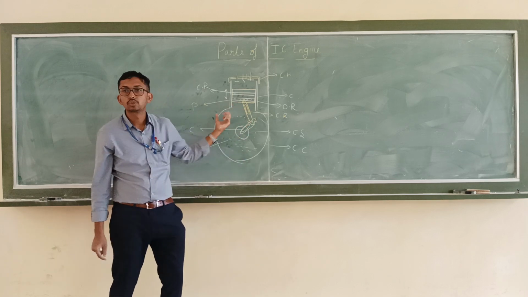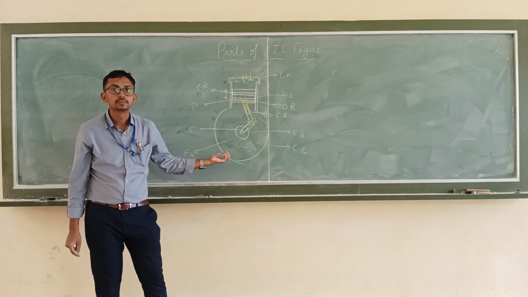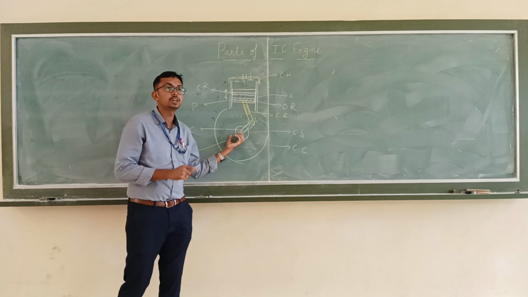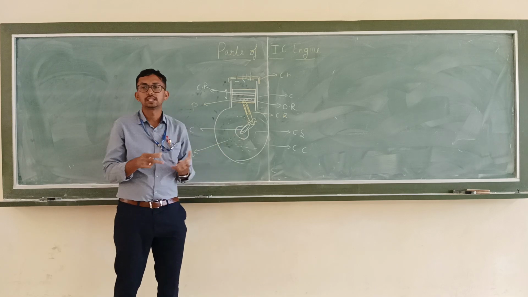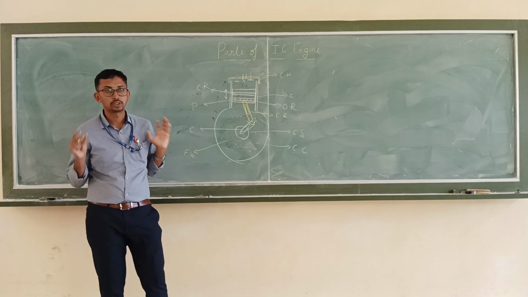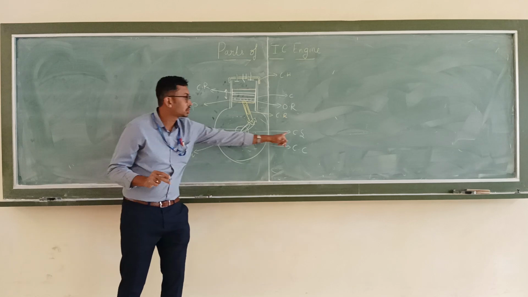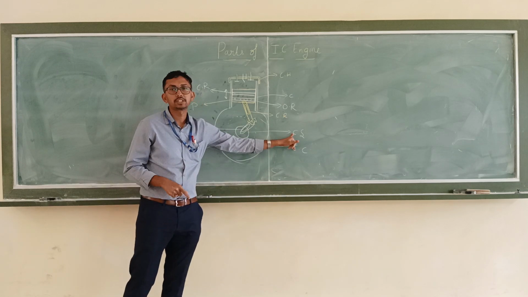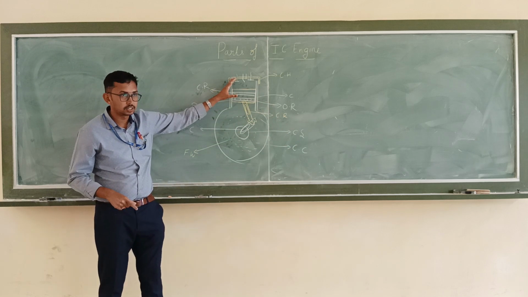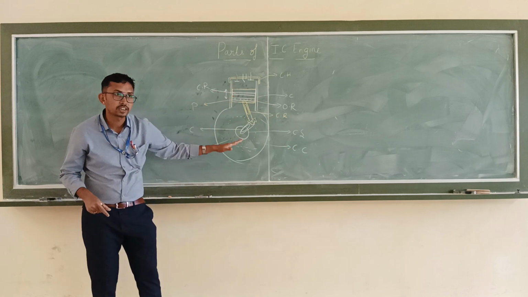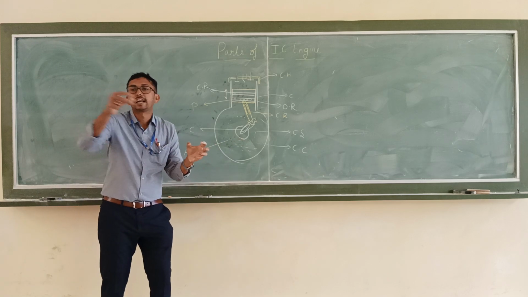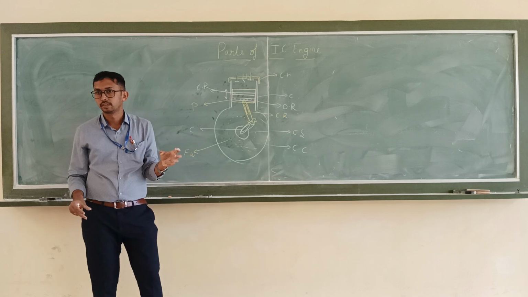Flywheel, right? What is a flywheel? It is a bigger wheel mounted to the shaft, which acts as the energy storage unit. And another part is the crankshaft. What is the main purpose of the crankshaft? Whatever energy is developed inside the cylinder, the power will be transmitted to the crankshaft. From the crankshaft, the power will be transmitted to the wheels of the vehicle.